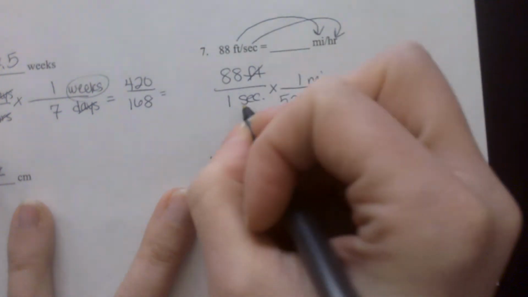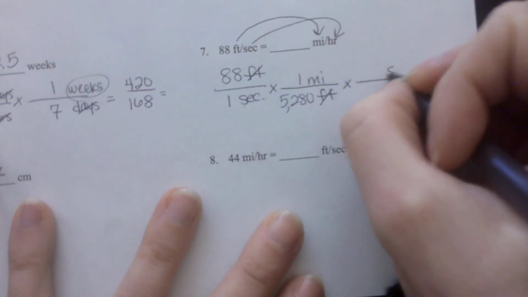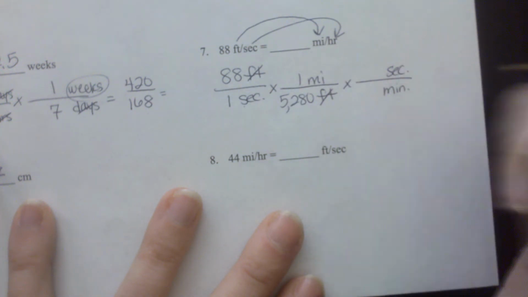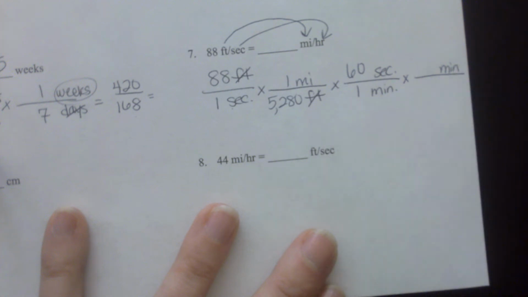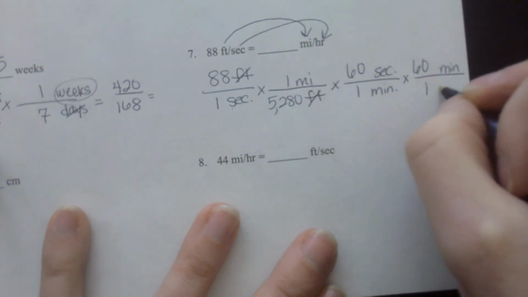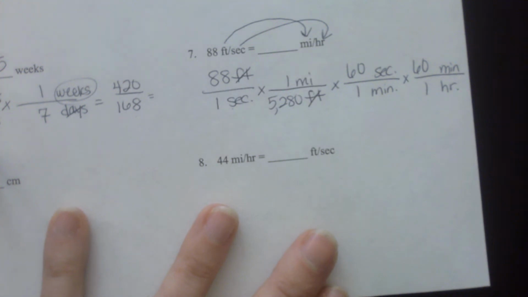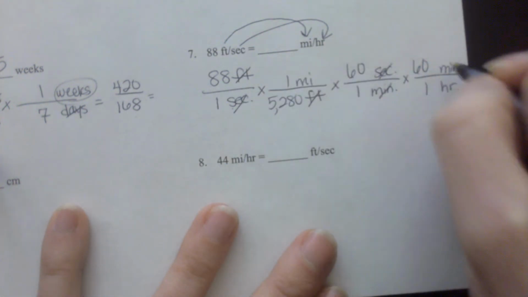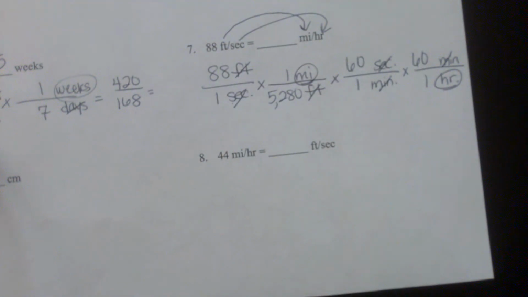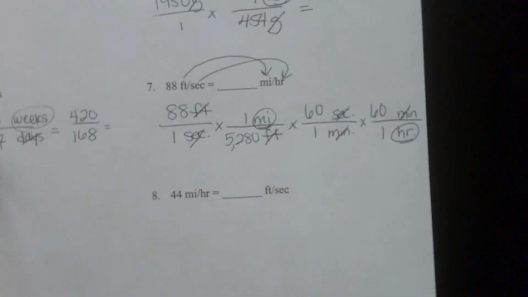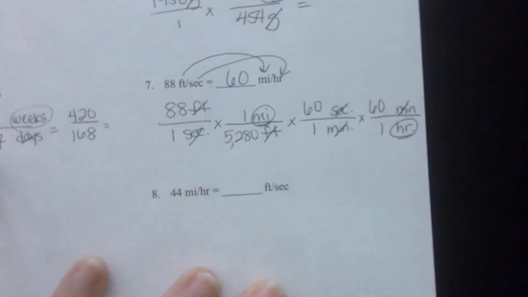And now I'm going to keep going. I'm going to take seconds. Seconds is on the bottom here, so I'm going to put it on the top and convert it into minutes. There's 60 seconds in 1 minute. And then lastly, there's minutes. I'm going to take minutes on the top. 60 minutes in 1 hour. So now seconds will cancel, minutes will cancel, and we're left with miles per hour, which is what we want. So now we can solve. We can take 88 times 60 times 60 divided by 5280, and we get 60 miles an hour.